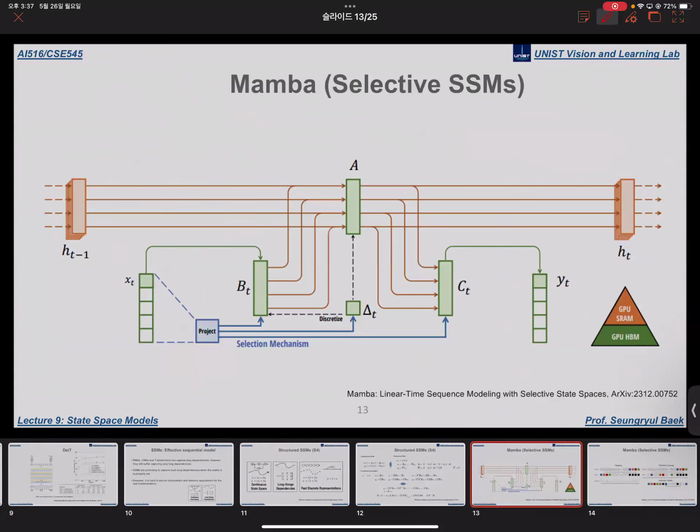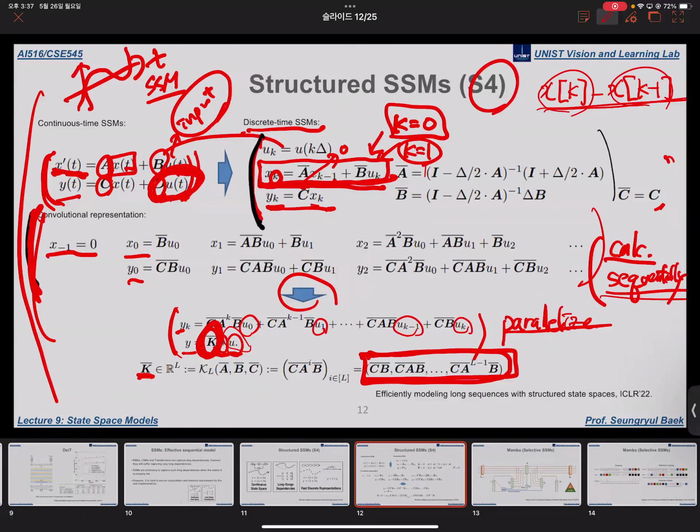And then after that, I will continue maybe this Wednesday. These SSMs are the fundamental theory for Mamba. Mamba is just adding some selection mechanism on these S4 models.